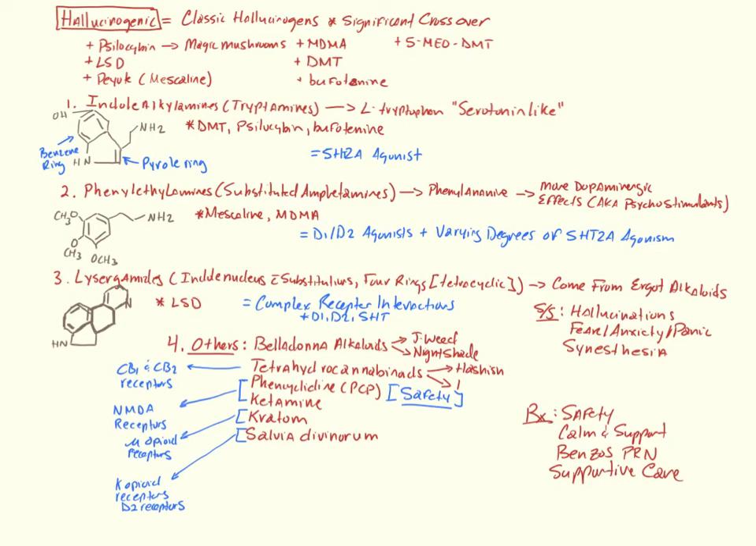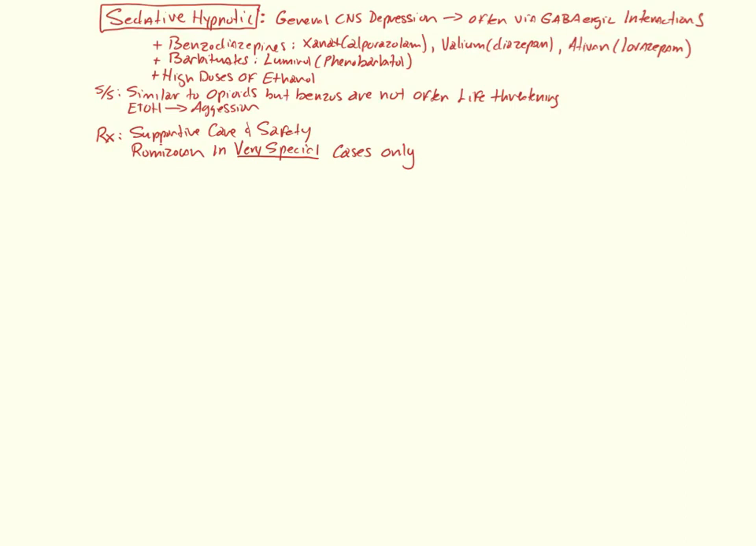All right, moving right along. And then finally, the sedative hypnotics. These tend to cause general CNS depression. Often, how do they work? By GABAergic mechanisms. And there are two major categories of sedative hypnotics: you have your benzodiazepines and you have your barbiturates.